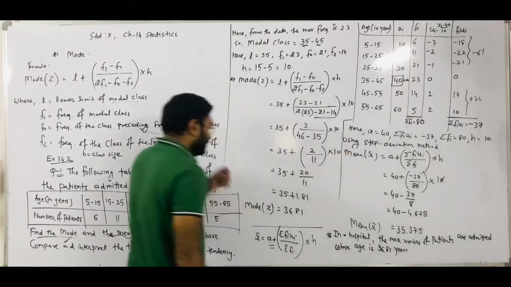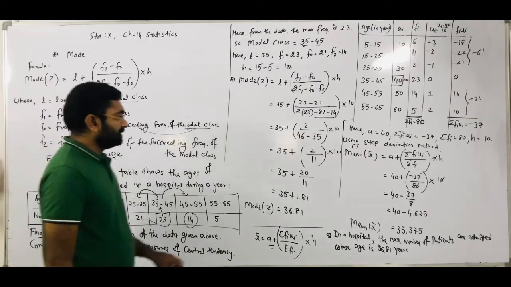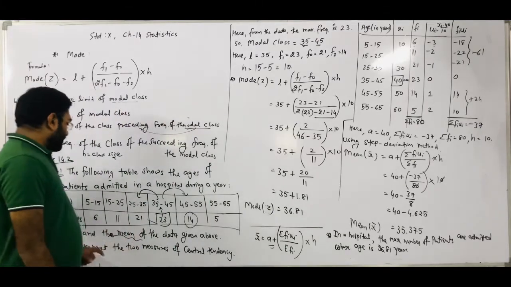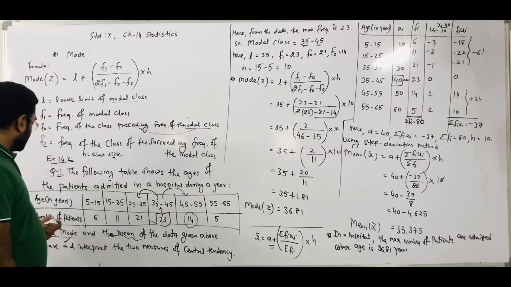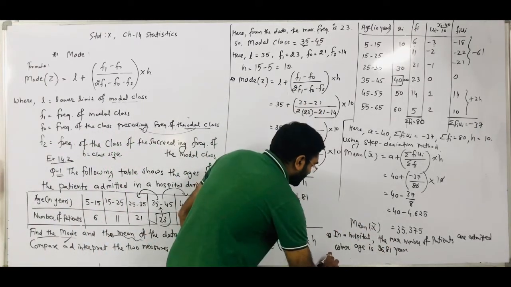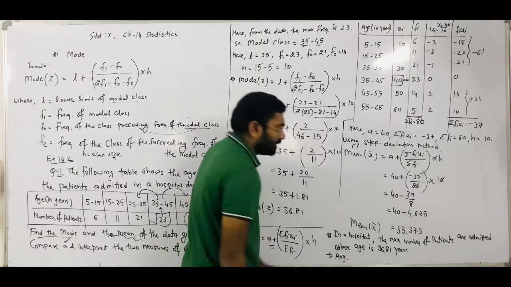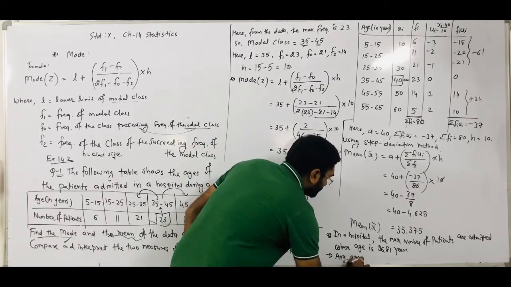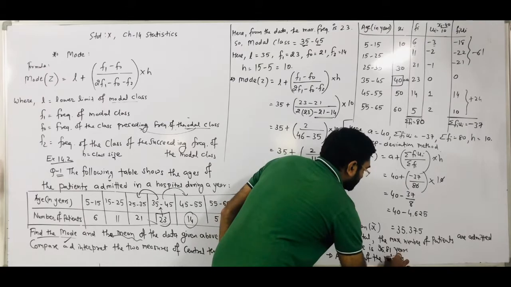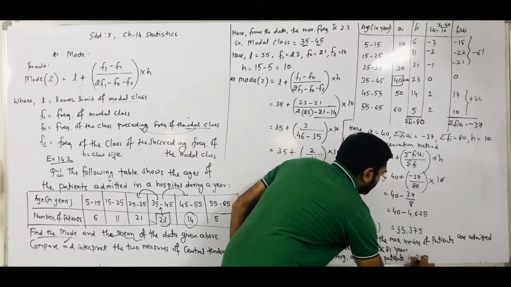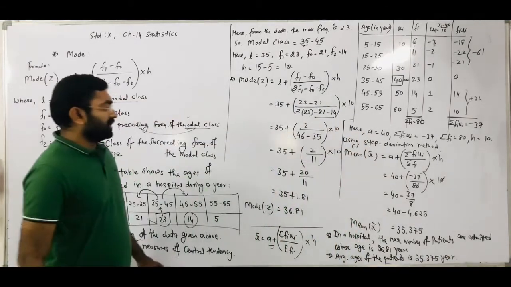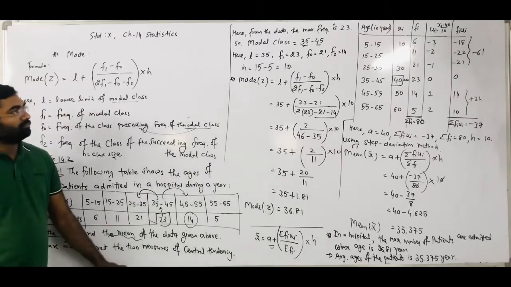And for mean, comparison we have to define. Mean value is 35.375. So it means we can say the average age of the patients which are admitted in a hospital is 35.375. Right? So we can say mean means average. Average age of the patients is 35.375 year. Okay, so that way we can define the comparison of the mean and mode.